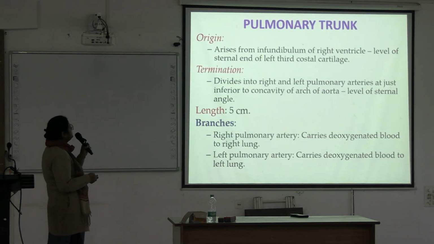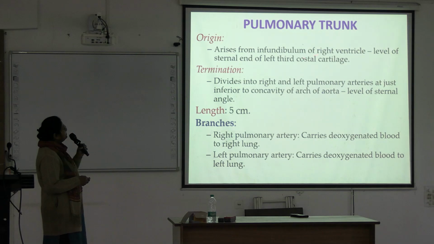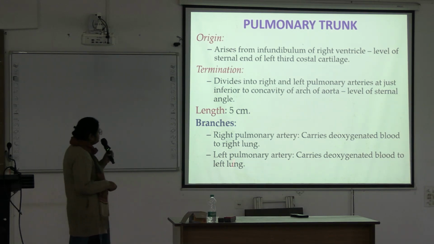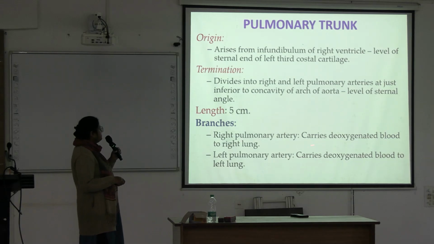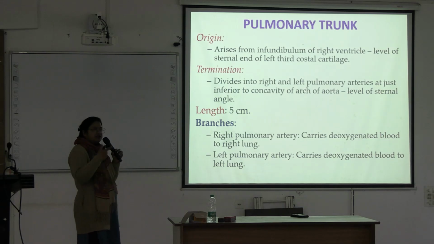Next is the pulmonary trunk. It arises from the infundibulum of the right ventricle at the level of the sternal end of the left third costal cartilage, and terminates by dividing into right and left pulmonary arteries just inferior to the concavity of the arch of aorta, at the level of the sternal angle. Length is 5 cm. Branches are these two: right pulmonary artery and left pulmonary artery, both carrying deoxygenated blood to the corresponding lung.